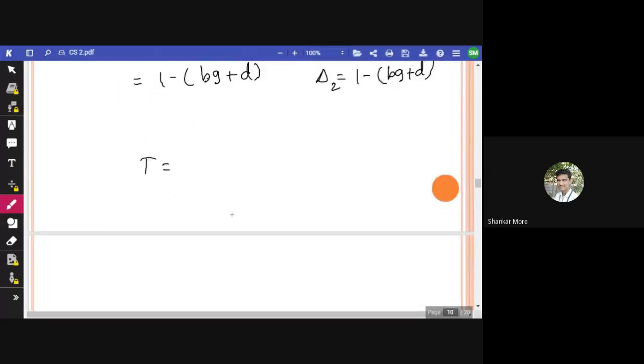Now you have to use Mason's gain formula to find T. How will you find it? P1 into Del 1 divided by Del plus P2 into Del 2 divided by Del. We have the values of P1, P2, Del 1, Del 2 and Del. We have all the values, right? This way we find T, the transfer function, which is the overall gain of the system.